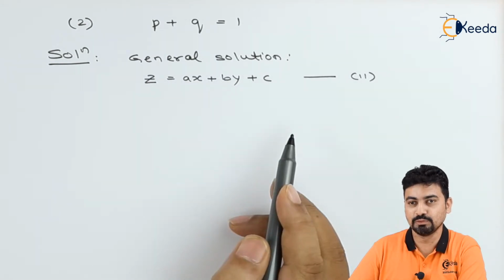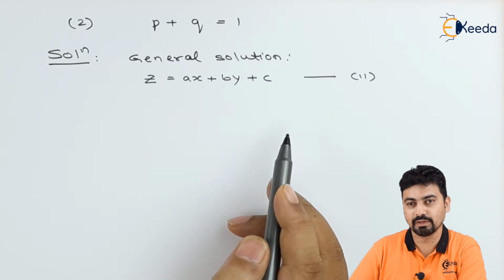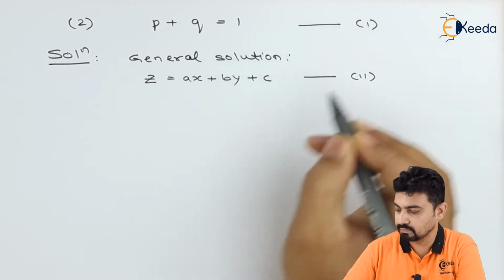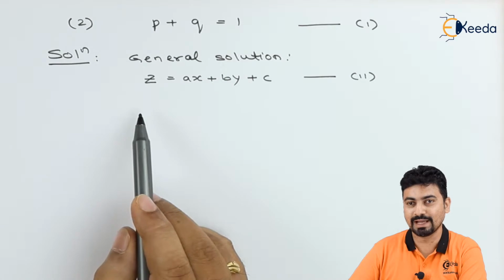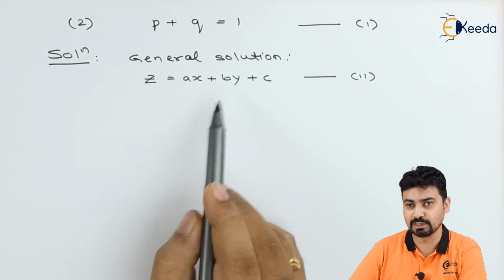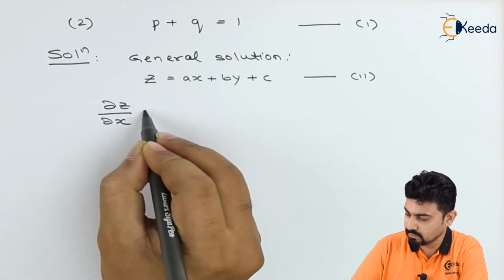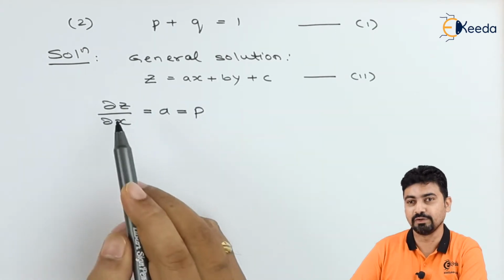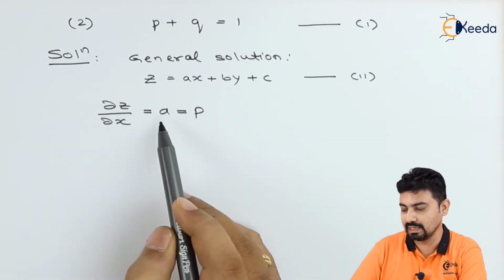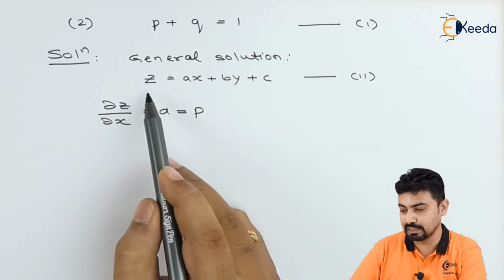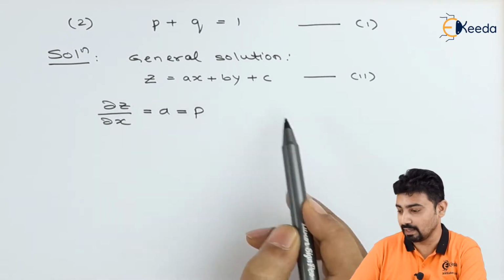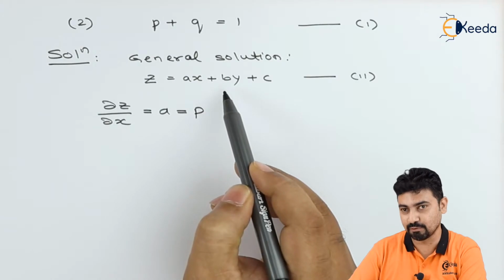this is our equation number 2, and as usual our question, that is a given partial differential equation, is our equation number 1. Now we know that p and q are partial derivatives of z with respect to x and y respectively. Let us find the partial derivatives of z from this equation. Partial derivative of z with respect to x for this equation is a, which is equal to p by standard definition. Similarly, partial derivative of z with respect to y will be equal to q. Let us find the answer from this equation.